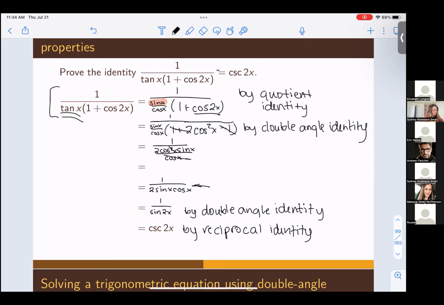You can notice we started, okay, we took this guy here, turned the tangent into sine over cosine by the quotient identity. Then the next step, we said, hey, I don't like this cosine 2x. I'm going to use a double angle identity to get rid of the 2x in the argument. Once I did that, I said, hey, I can just algebraically cancel some stuff, cancel some more stuff. Hey, I have 2 sine x cosine x by the double angle identity. That is just sine of 2x. And then by the reciprocal identity, we just get to cosecant of 2x.